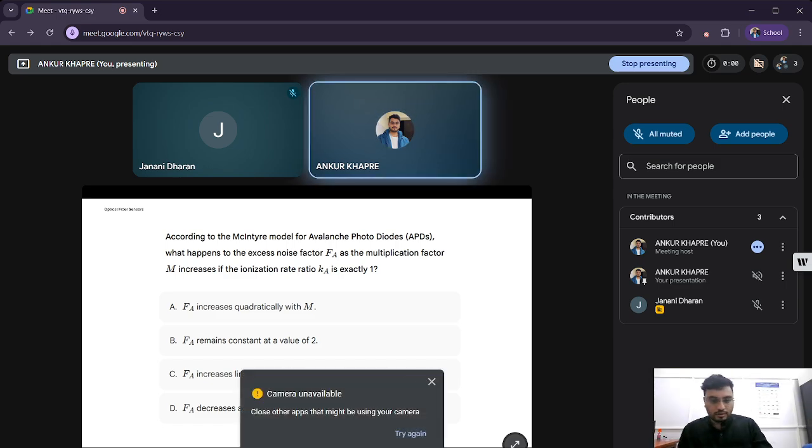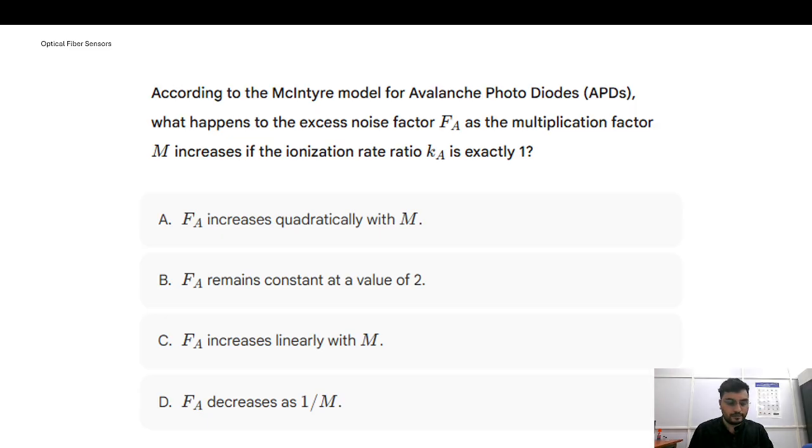Okay, so let's discuss the question answers. First question is, according to the McIntyre model for avalanche photodiodes APDs, what happens to the excess noise factor Fa as the multiplication factor M increases if the ionization rate ratio Ka is exactly 1? Can you just let me know what could happen with the Fa?